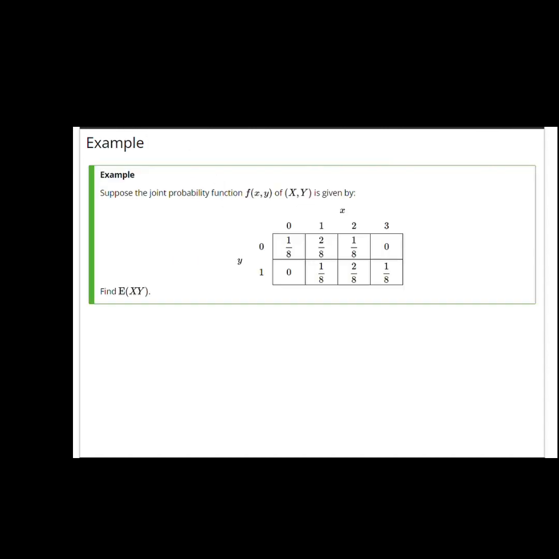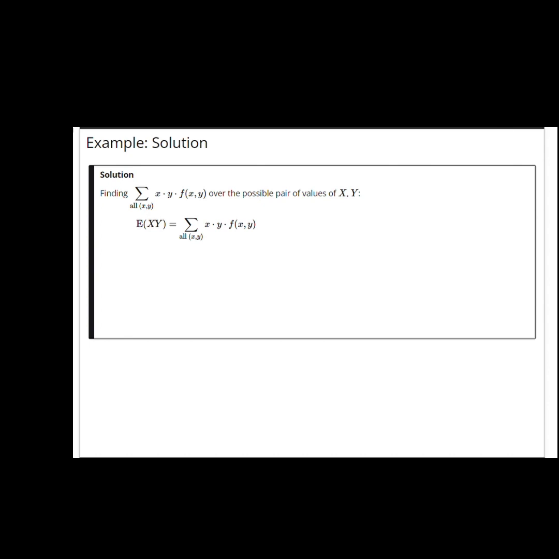Here's an example. Suppose the joint probability function of two random variables is given in the table below. Suppose you're asked to find the expected value of X times Y. In this case, the function g of x, y is x times y. We can go through the 8 probabilities in this table, and in each case multiply by the corresponding value of the function and add.